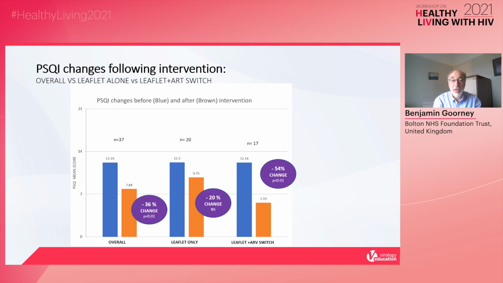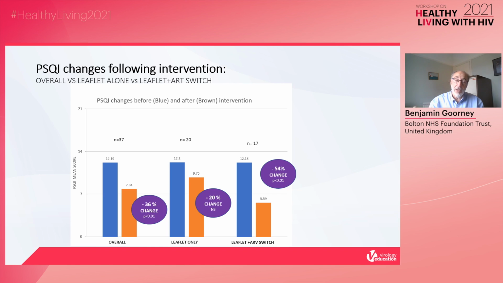The middle bars are the patients who were given leaflets only, and that shows a more modest improvement in sleep disturbance of 20%, which didn't quite reach statistical significance. And the third set of bars are the subgroup that had their ARV switch, showing you a more striking improvement of 54%, and you can see that we've rendered them from a moderately severe PSQI score of 12.18 to a near normal score of 5.59.